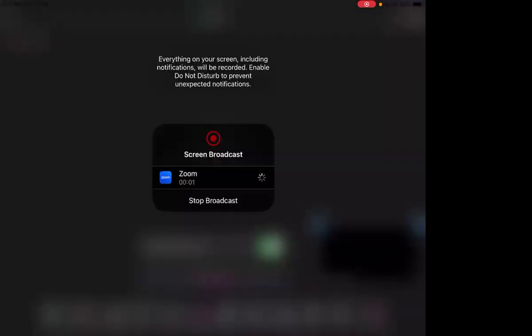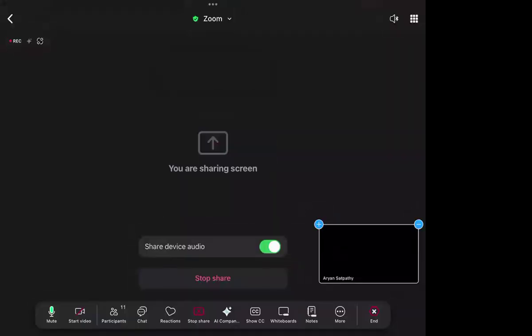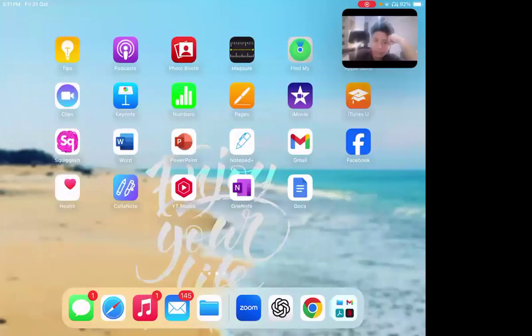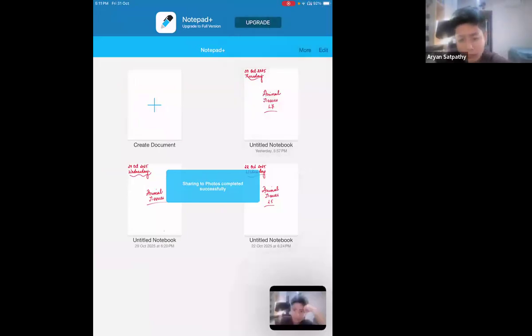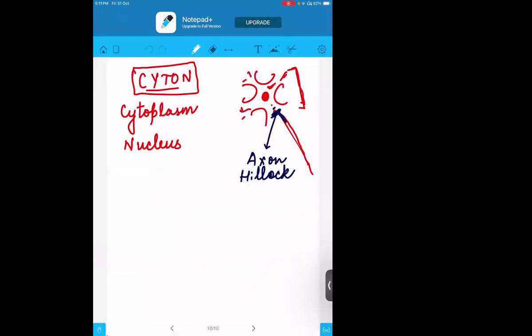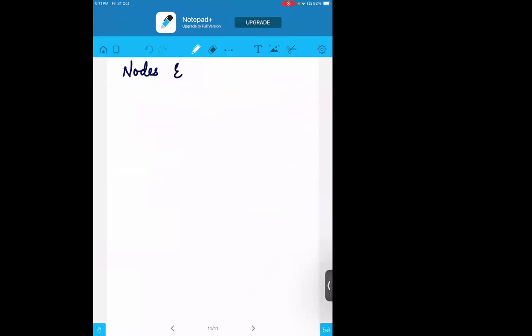Let me share the screen. Otherwise, you will not be able to understand. I'll draw the diagram. No need to write it down. I'll just be explaining things today because it's a little lengthier chapter. So writing and all we can do maybe after some time. Okay, I'll just explain what the nodes and internodes are first of all.